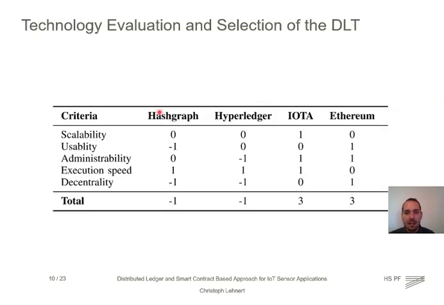In the final selection, the DLTs are assessed with regard to scalability, usability, administrability, execution speed, and decentralization. This is done using the scale of positive means +1, neutral means 0, and negative means -1. These criteria result from the requirements mentioned on slide 6.